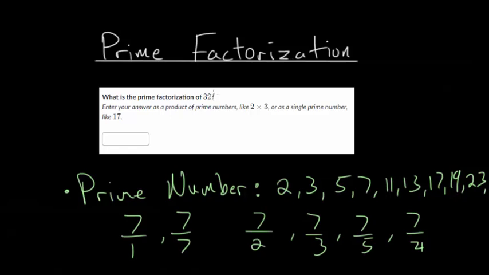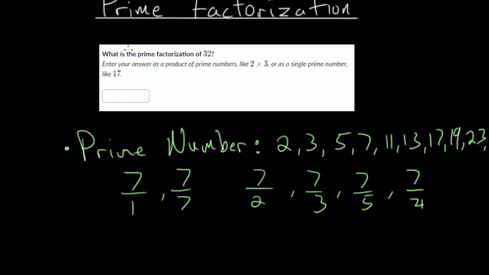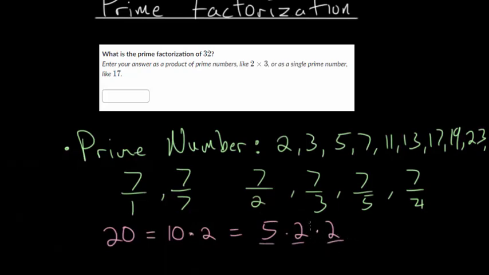Basically, every number can be broken down into a product of unique prime numbers. So let's look at just a couple simple examples and then we'll jump into this one. Let's say we're looking at the number 20. 20 is a product of, let's say, 10 and 2. And we can break down 10 into a product of 5 and 2. So 20 is really just 5 times 2 times 2. But notice these are all prime numbers. You can't break them down any further.